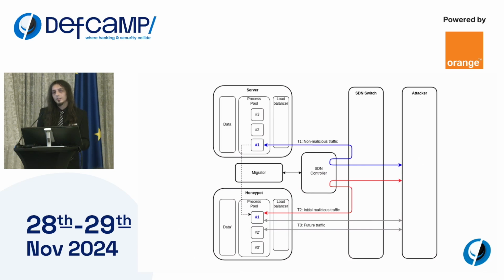It will tell the migrator, hey, I have an attacker from this IP and this port, migrate the process that he was talking with to the honeypot. Migrator will identify, in our case will be the first process, and will migrate it to the honeypot. Then on the networking side, we will send the attacker to the honeypot. To further optimize, we'll also install some rules in the SDN switch to send automatically the attacker on future packets to the honeypot itself, since we already know that he is malicious.